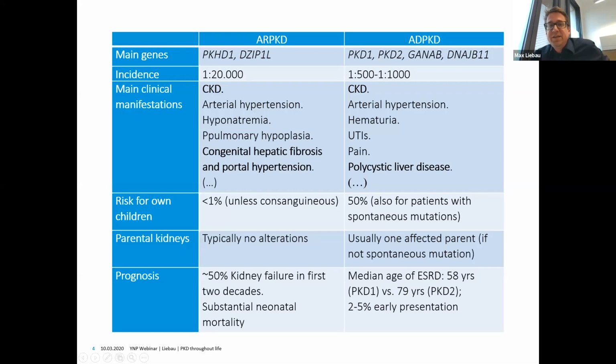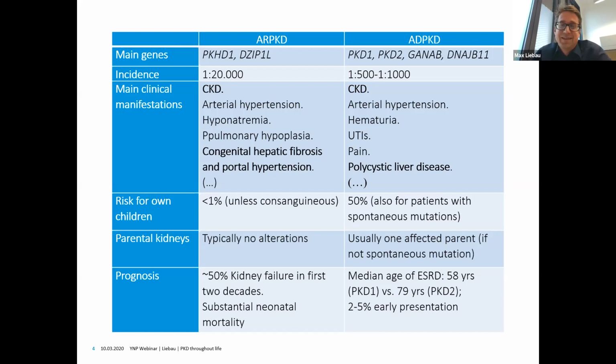The main genes are PKHD1 for ARPKD and PKD1 and PKD2 for ADPKD. For autosomal recessive polycystic kidney disease, Carsten Bergmann's group recently identified variations in DZIP1L as an additional cause. And for ADPKD, variants in GANAB and DNAJB11 have been described.